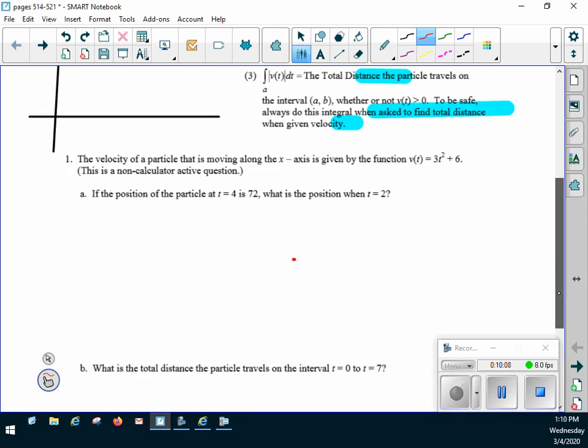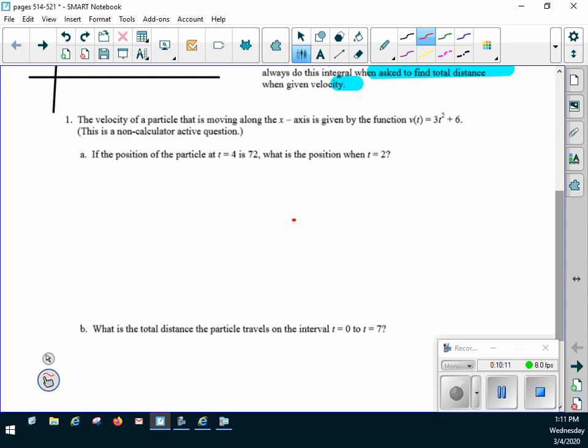So we're on number 1. The velocity of a particle that is moving along the x-axis is given by the function v of t equals 3t squared plus 6. This is a non-calculator active question. If the position of the particle at t equal 4 is 72, what is the position when t equal 2? Why do I have to integrate? Because the integral or antiderivative of velocity is position.